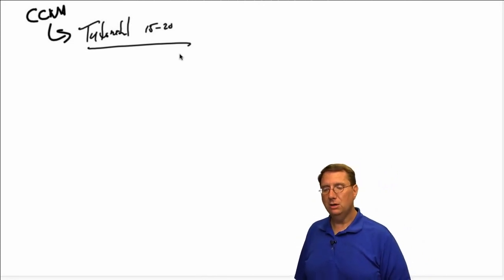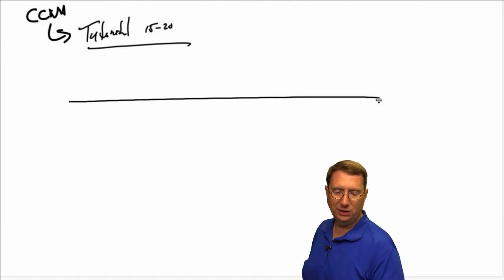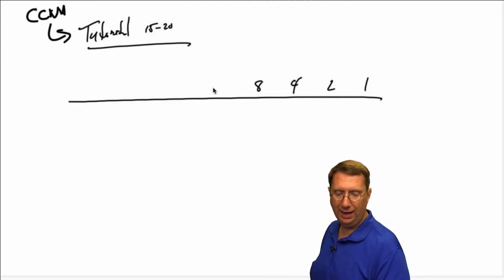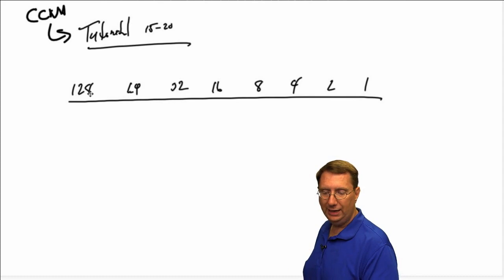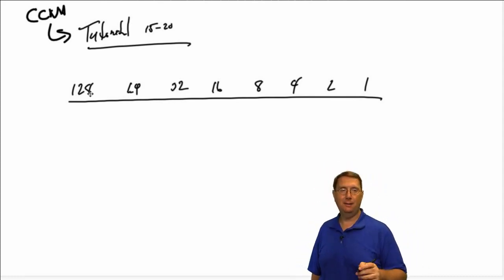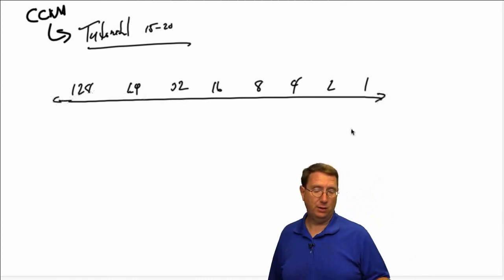All right? So what I recommend to every student is go into the testing center and draw that number line. So we've got 1, 2, 4, 8, 16, 32, 64, 128. Now what I'm going to recommend students do is they add these up. So here's our number line. And it's very easy to memorize these.